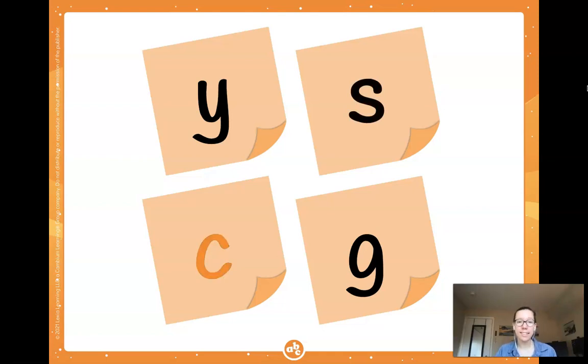Let's try the letter C. What sound does C make? Good. C says K, as in cat or cot. And lastly, let's look at G. What sound does G make? Awesome. G says G, as in good or go.